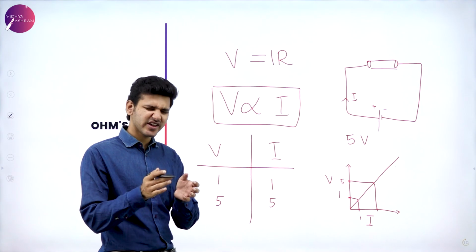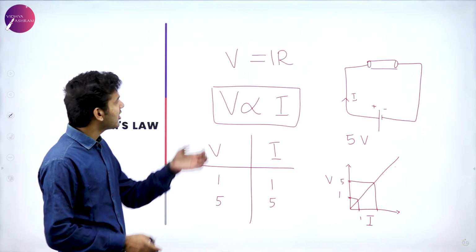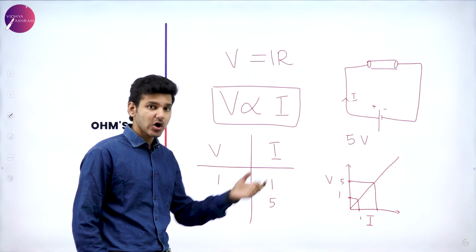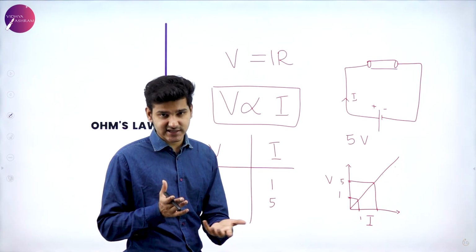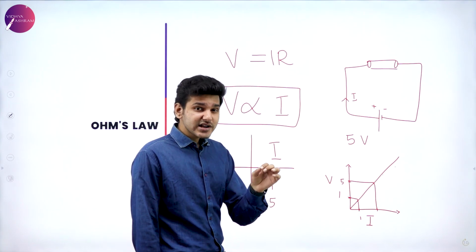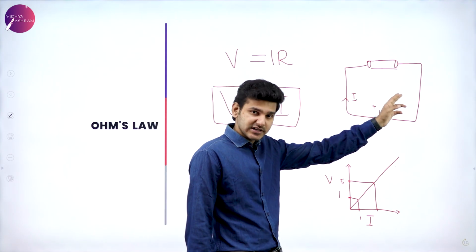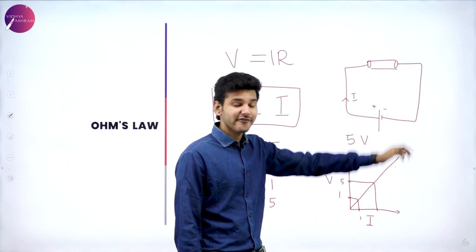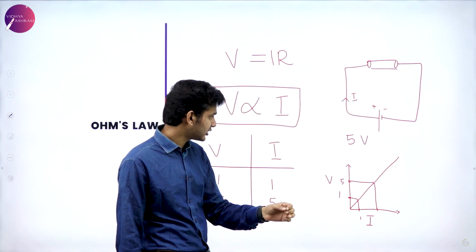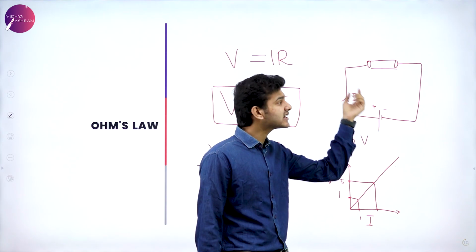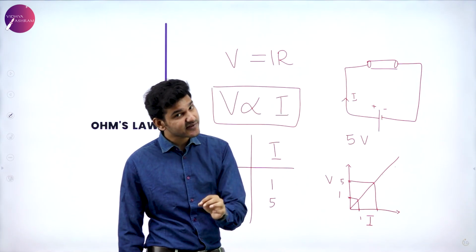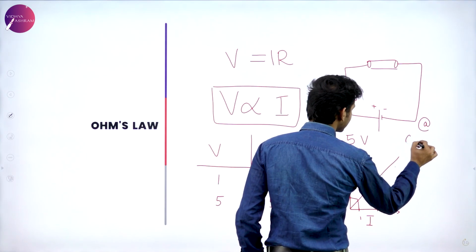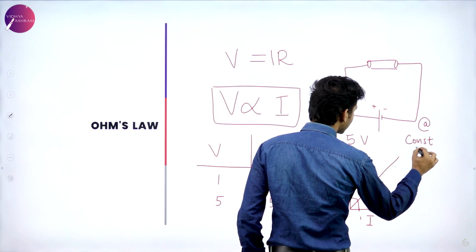All that will be seen very soon, but for now just know that Ohm's law is nothing but V is directly proportional to I. Or in a clearer, more precise sentence, I can say that the current flowing through a conductor, that is, if this is the conductor, the current flowing through a conductor will be directly proportional to the potential difference across that conductor, given that the temperature remains constant. So, at constant temperature.